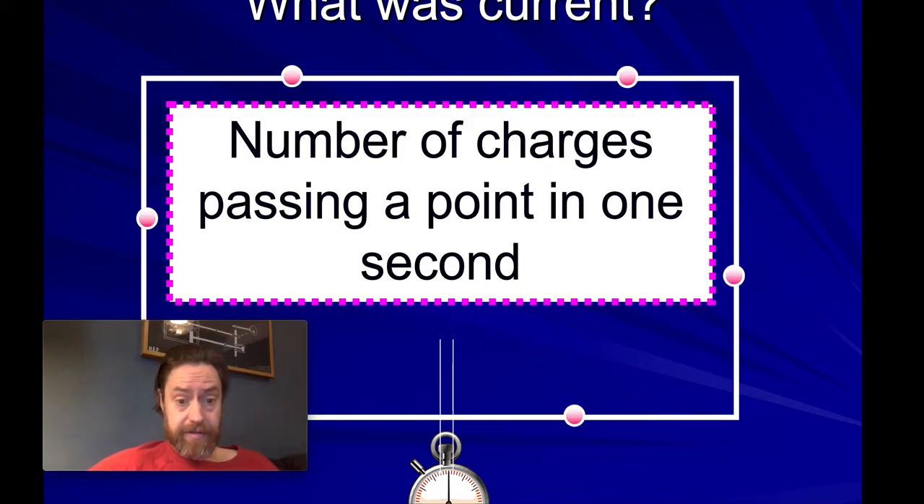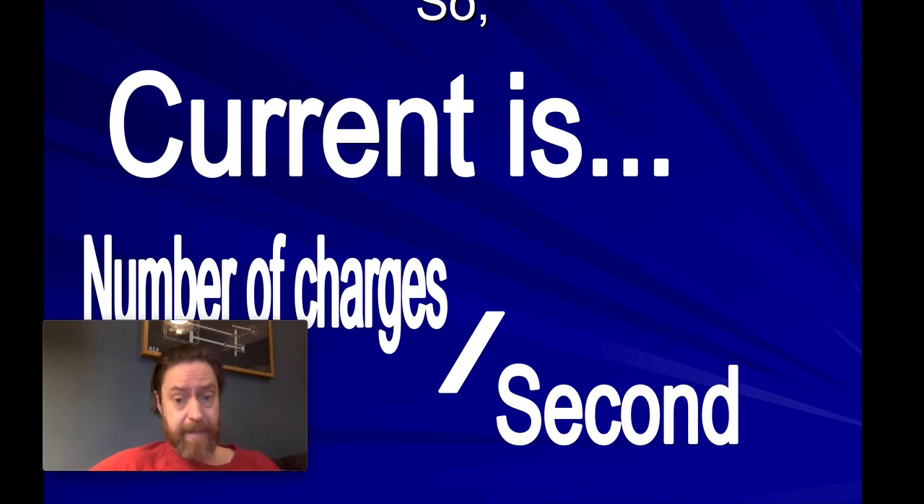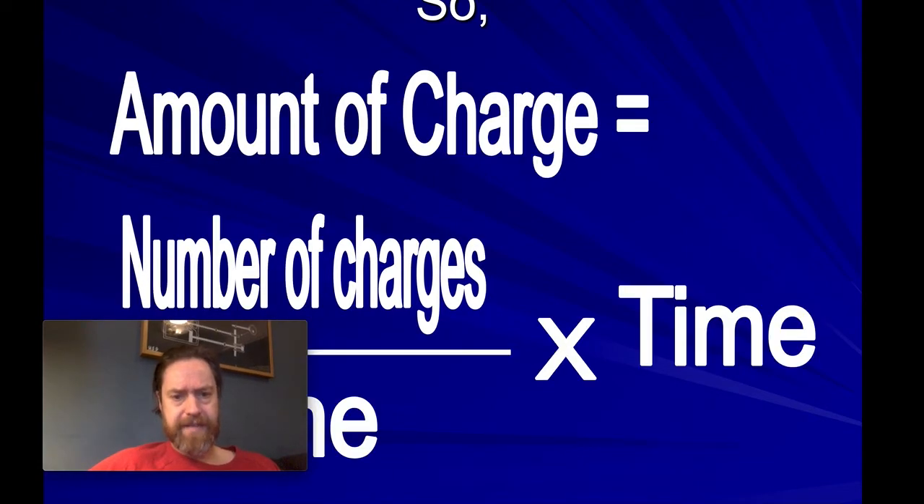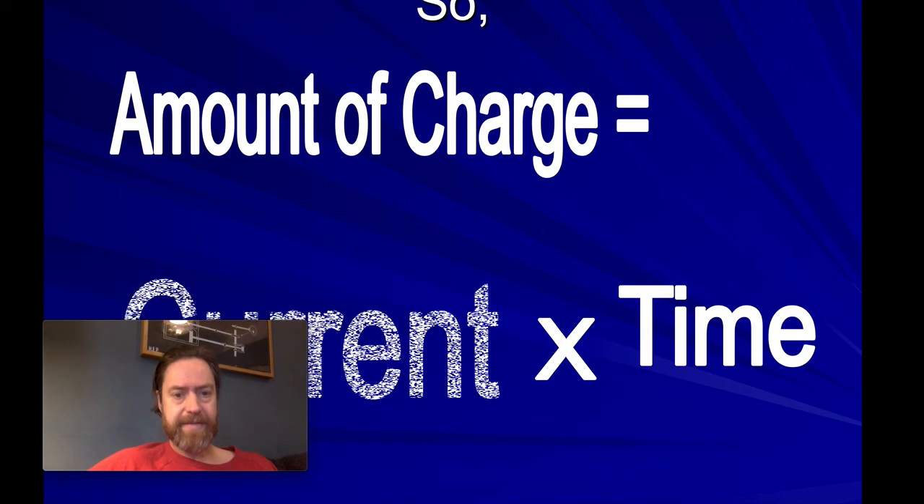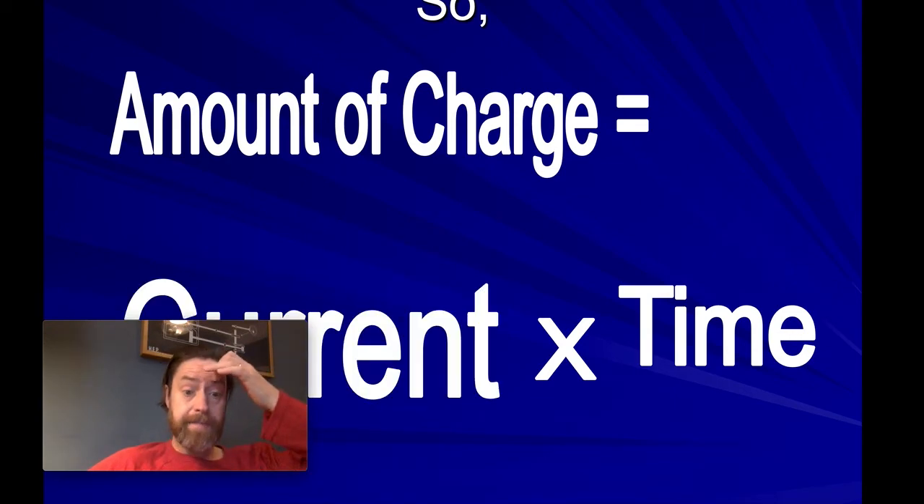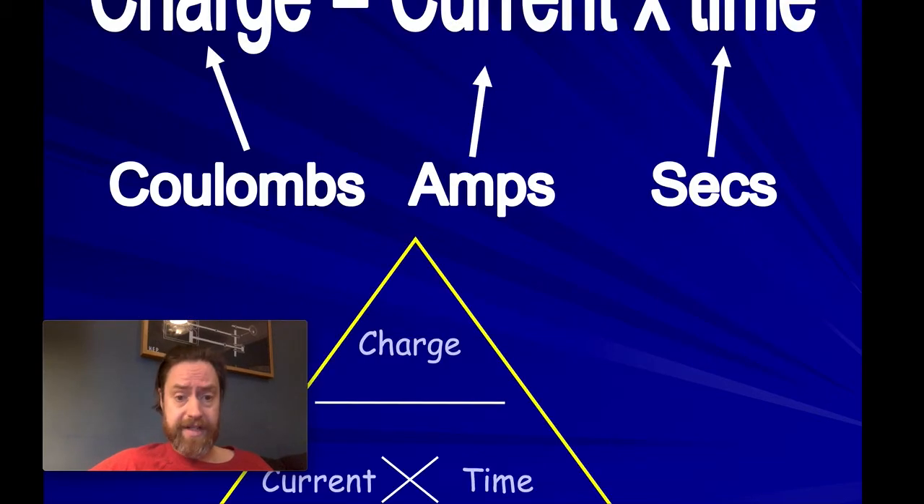If current is the number of charges per second, and we wanted to know the amount of charge present, or the amount of charge that's passed a point, we could multiply the number of charges per second by the number of seconds that have passed. So the amount of charge is the current multiplied by the time, and that's the equation that you met at GCSE. Charge is current times time.